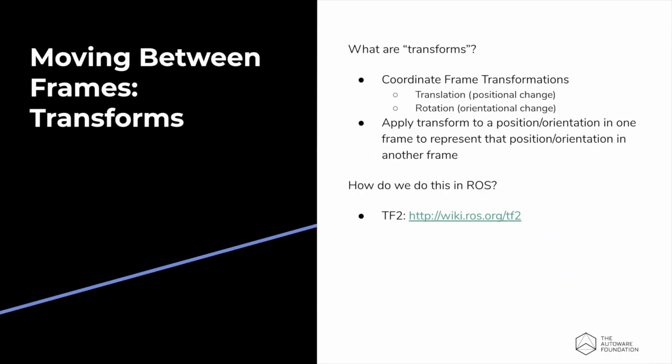So, how do we move between frames? If you are representing an object or a position within one frame, how do you represent that in another frame? We use something called transforms, or coordinate frame transformations. A coordinate frame transformation is a representation of translation and rotation between two coordinate frames. If you apply a coordinate frame transform to a position and orientation in one frame, you can represent that position and orientation in another frame. And in ROS, we use TF2 to represent those transforms and to maintain the transform tree.